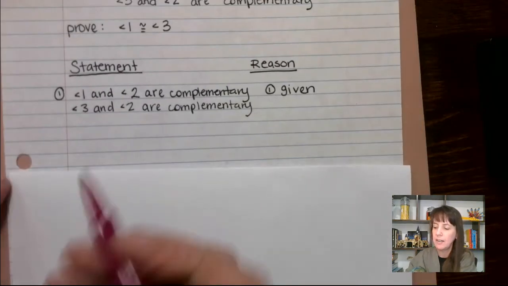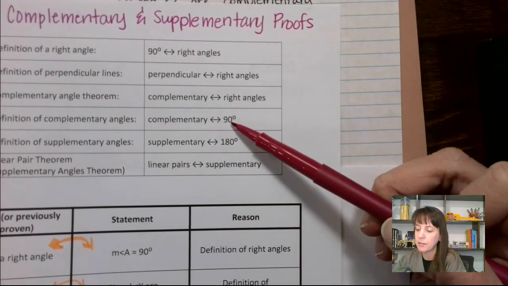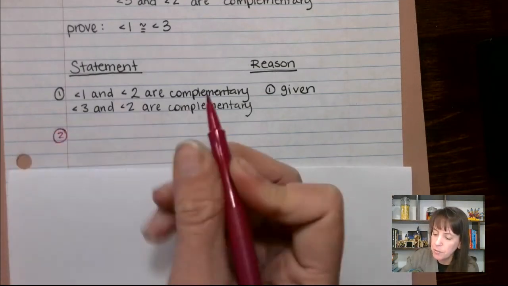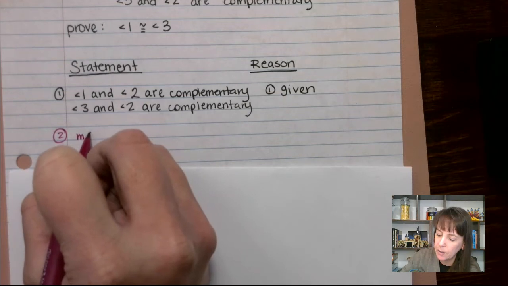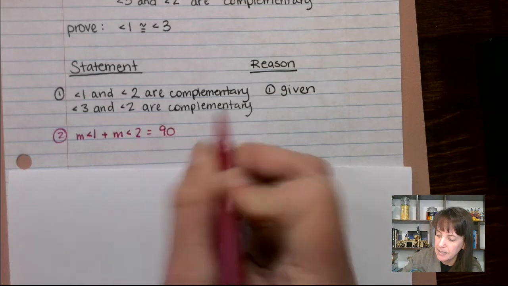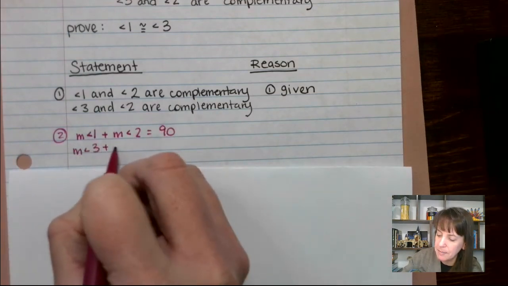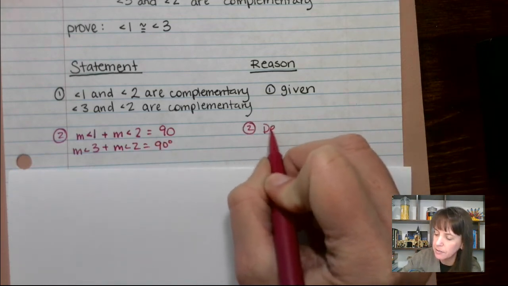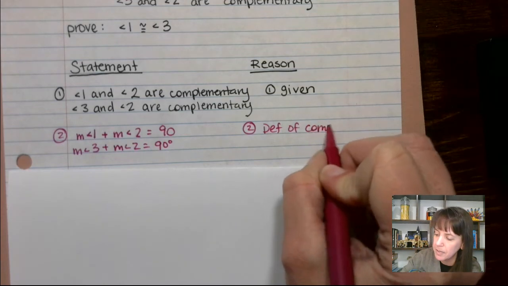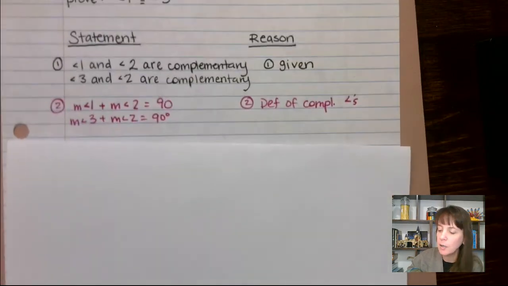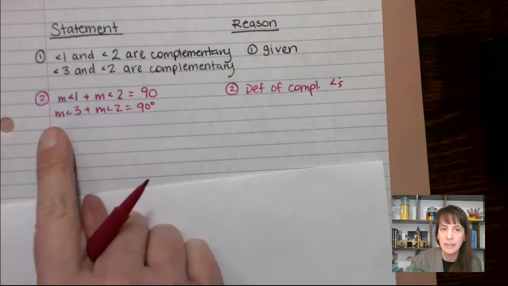So if they're complementary, go back and look at your list: complementary can mean right angles, it can mean 90 degrees. I think it's going to be more helpful for us to say 90 degrees here. So for number 2, we're going to say the measure of angle 1 plus the measure of angle 2 equals 90 degrees. Also, the measure of angle 3 plus the measure of angle 2 equals 90 degrees. And that is because of the definition of complementary angles. Okay, so now that we have those, just like in our previous one, we can say, hey, this garbage equals 90, this garbage equals 90.